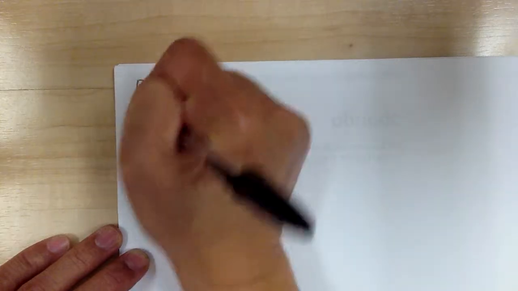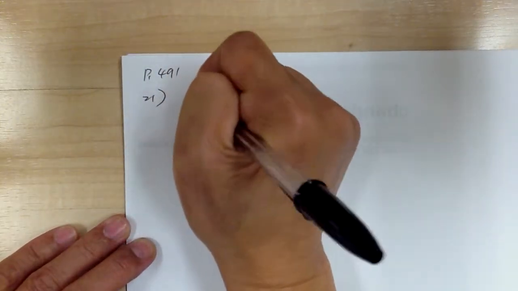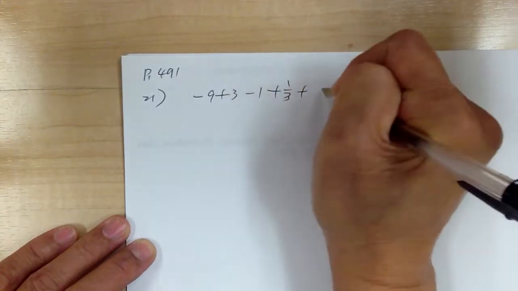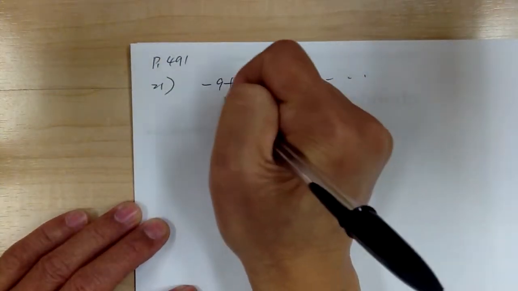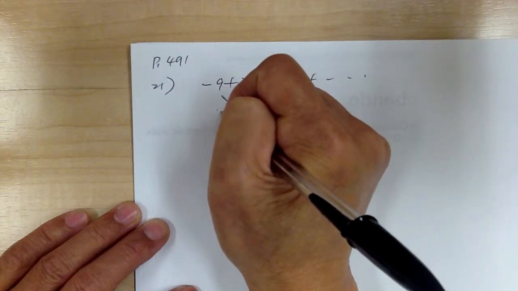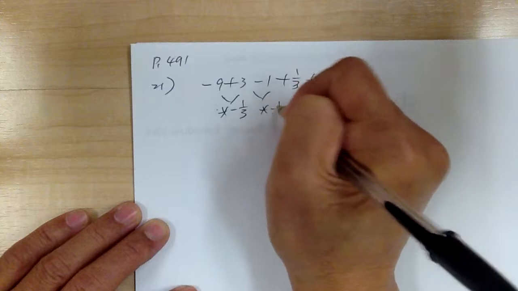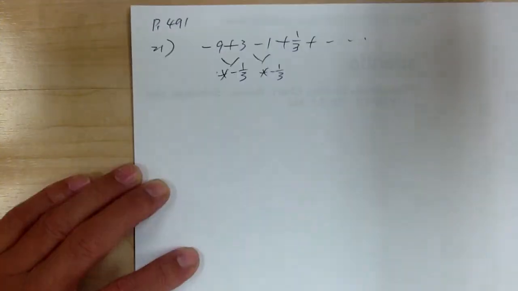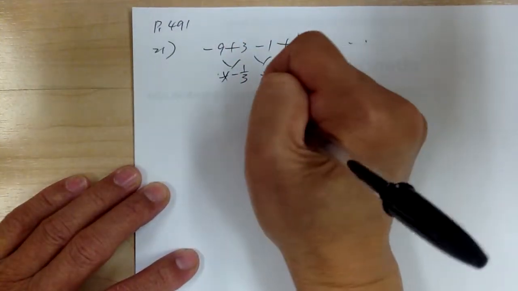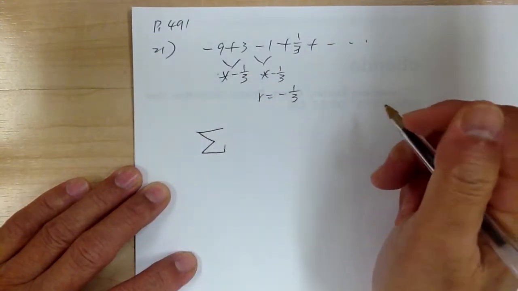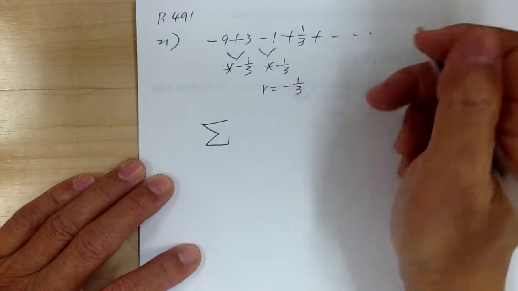Okay, let's go to 21. -9 plus 3 minus 1 plus 1/3 plus dot dot dot. So in this one, r is going to be equal to -1/3, right? You multiply by -1/3 to get the next term. So that's your r, r equal to -1/3. So this is geometric.